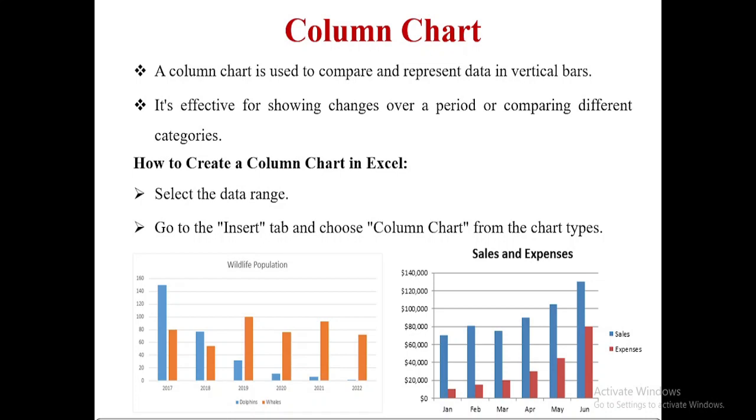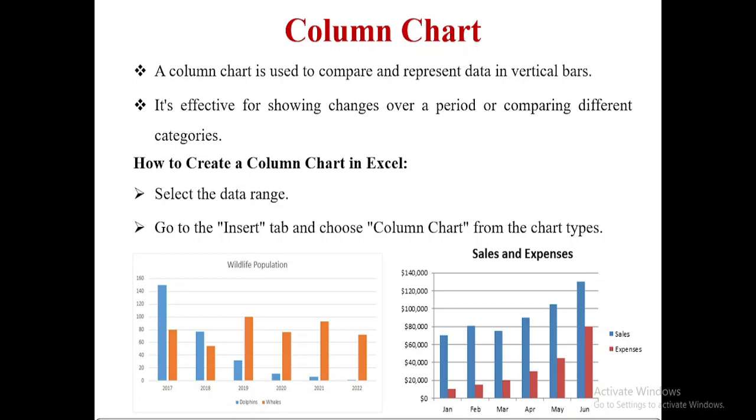In the year 2017, we can see the population of dolphins is around 150, whereas whales is around 80. Similarly, in the years 2018, 19, 20, 21, 22. So in all these years, we can see how exactly the data has been represented with the help of a column chart. The column chart represents the data with the help of vertical bars.